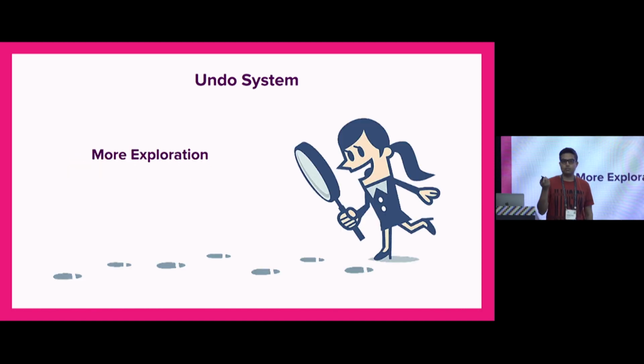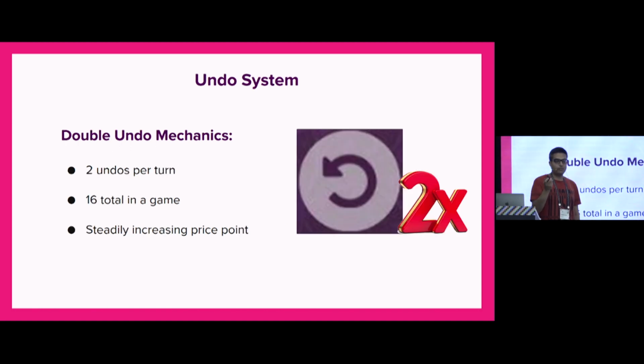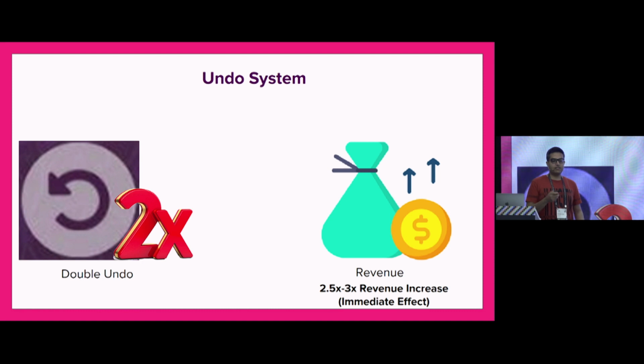And then we wanted to explore a bit more. Like I mentioned earlier, undo mechanics: one undo per turn, 8 total in a game, steadily increasing price point. All we did was introduce double undo, where you have 2 undos per turn, 16 in a game, and a steadily increasing price point. This gave us an immediate effect of 2.5x to 3x in our revenue. But then across weeks, it went to a 100% increase in revenue.